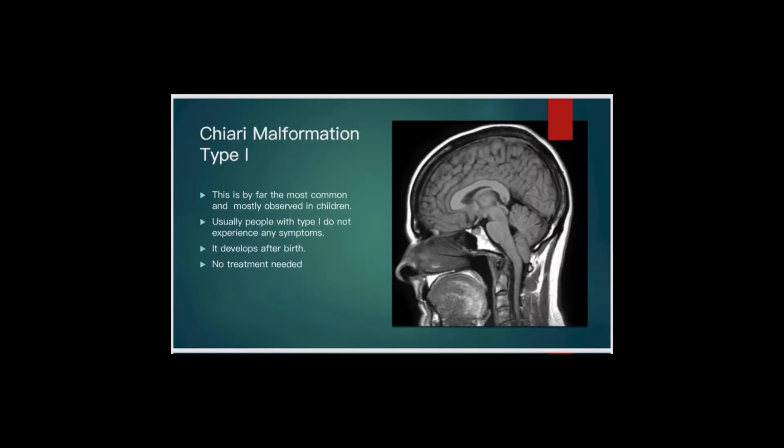Chiari 1 malformation is the most common of all the forms and is most commonly found in children. Moreover, if there are no severe symptoms, then no medical interventions are necessary. As you can see from the picture of the x-ray to the right, the lower part of the brain is protruding into the spinal column.